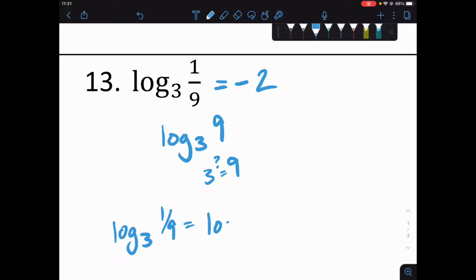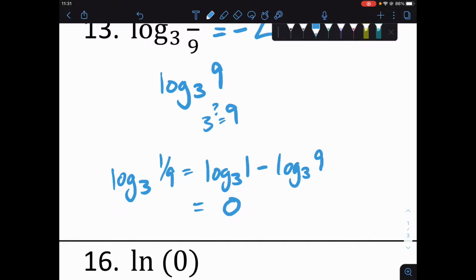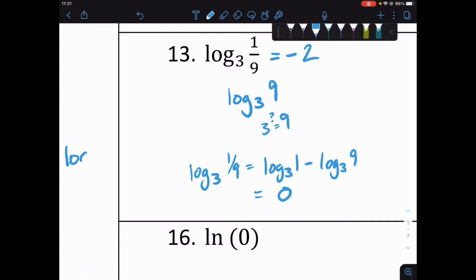If we wanted to use our properties of logs, let's revisit that one more time. We're going to have log base 3 of 1 minus log base 3 of 9. Log base 3 of 1 is 0, right? Because log base b of 1 is always 0. And then 3 to what power is 9? Well, that's 2, and so we get negative 2, right? This was just sort of our creative way of thinking about it after we looked at a bunch of logs.